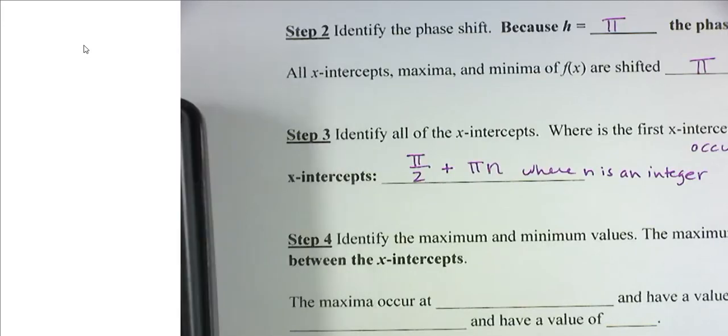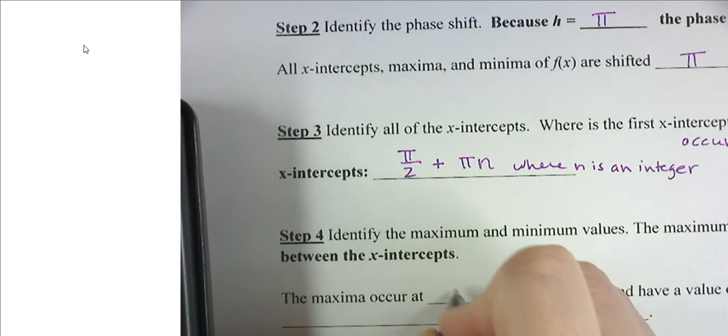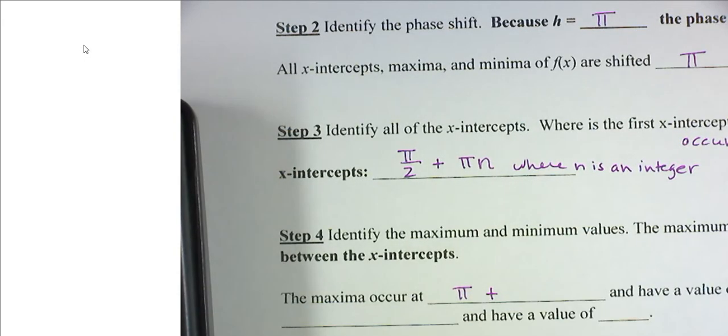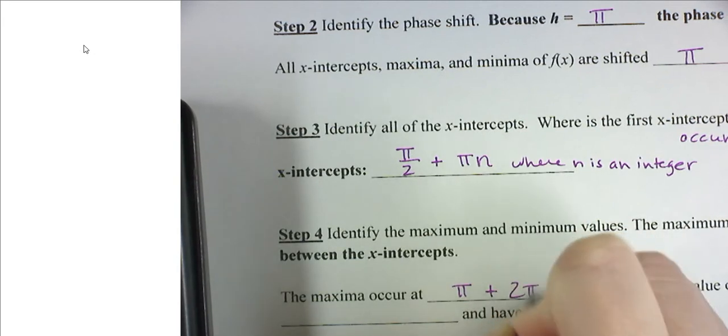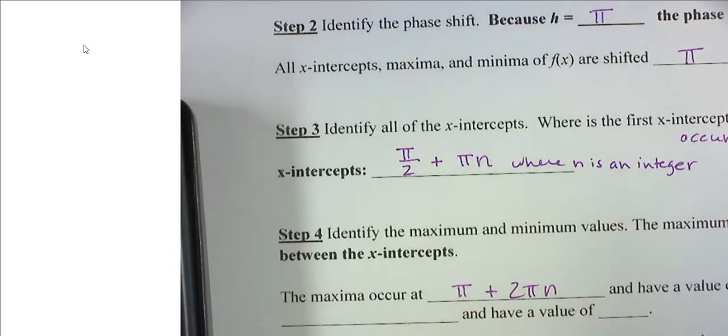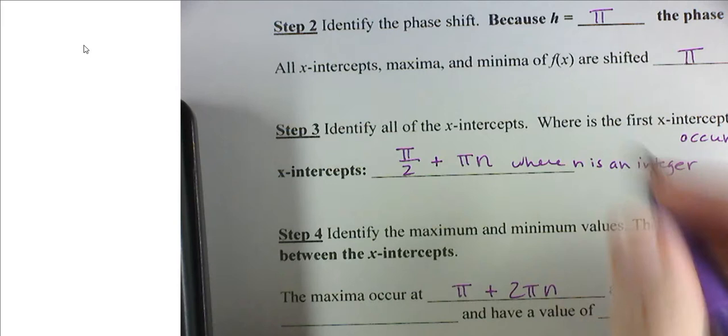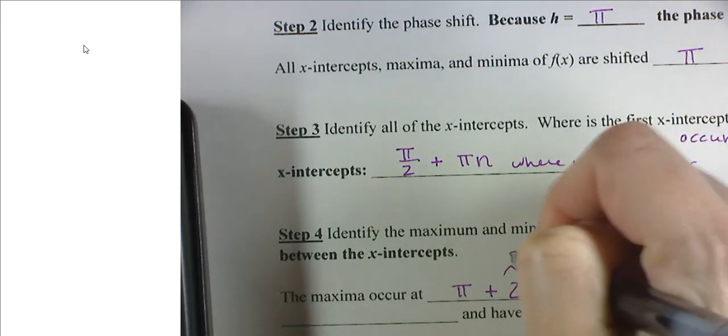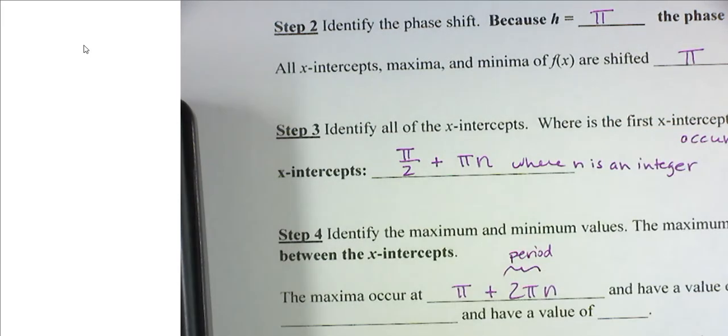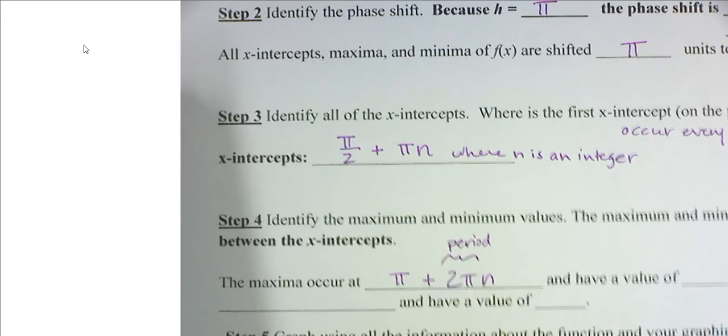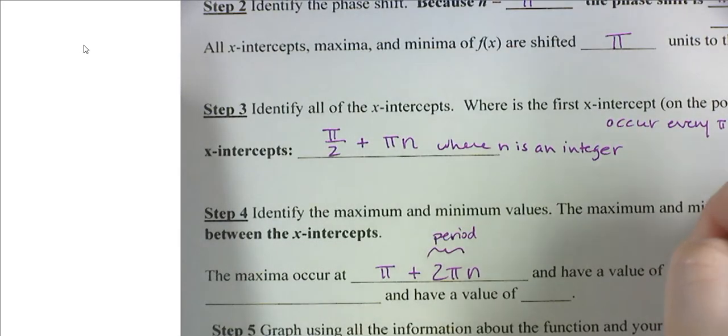So it'll be plus 2 pi n. Okay, and again, that's because your 2 pi is your period. So whatever your period length is, it would be that multiplied by n. Okay, and then the value is going to be 1. So that is the maximum value, or the y-coordinate. And the pi is going to be your x-coordinate.